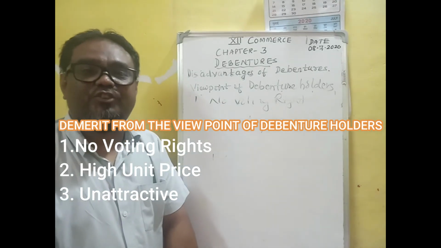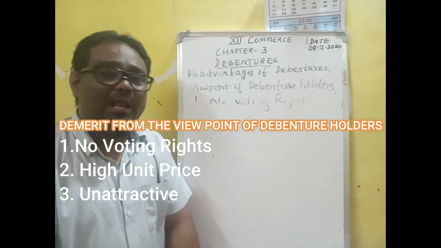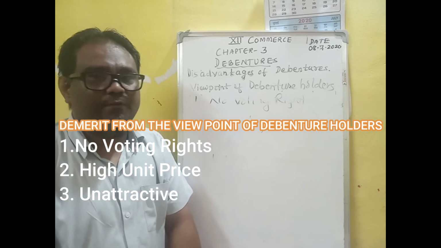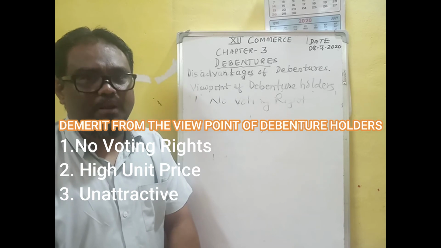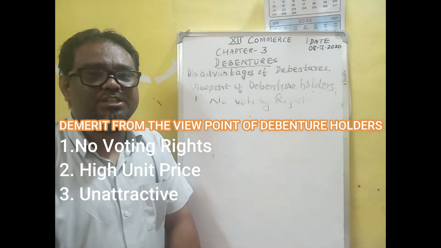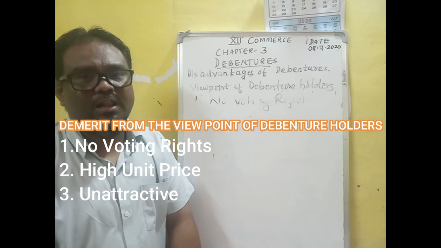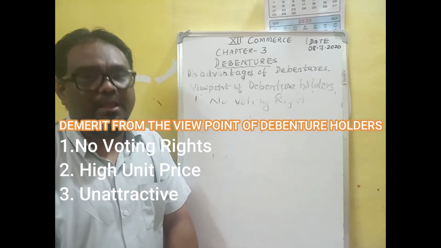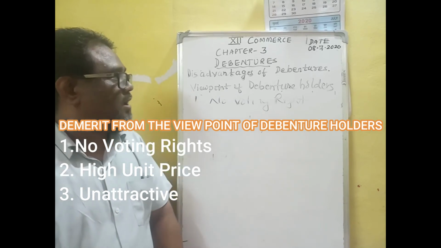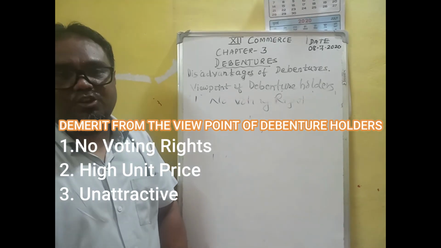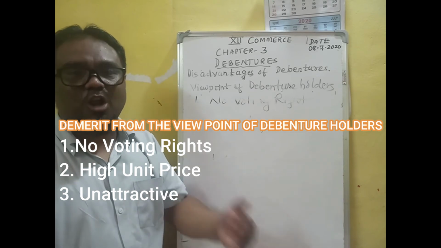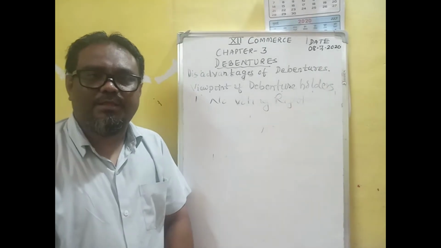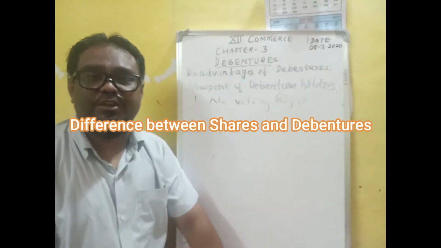The last one is that debentures are unattractive. These debentures are appealing only to the higher earning group of people. They are not suitable for small earning people. They are suitable and attractive for those people whose earning is higher. So these are the drawbacks, disadvantages, shortcomings of debentures.